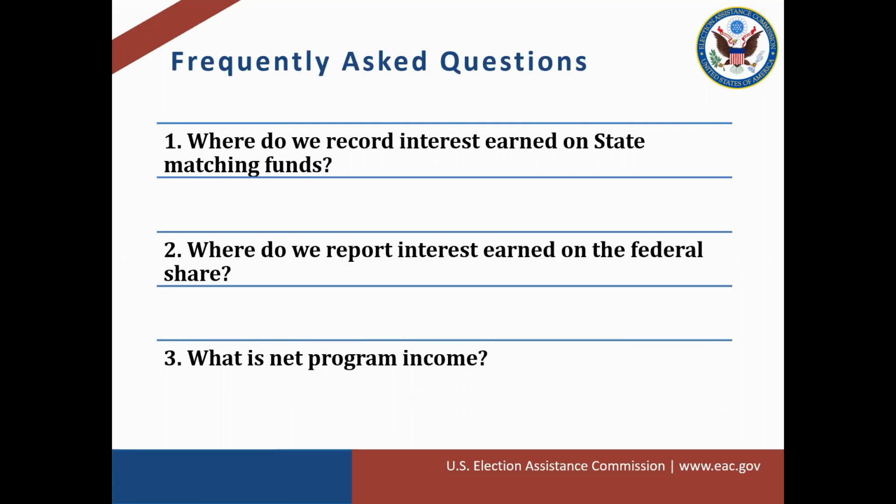So just once again, to reiterate, where do you record interest earned on state matching funds? And that is in the state recipient share. So just so you know, EAC expects that line of required recipient share to go up each year based on interest that you earn or program income that you earn. And that goes for the 251 grant in particular.